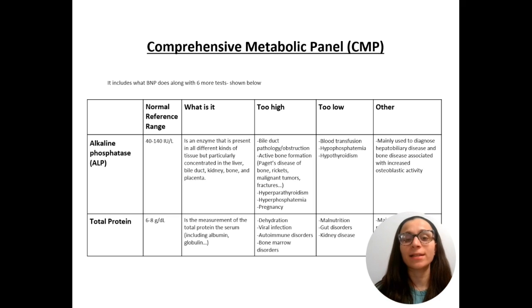CMP stands for Comprehensive Metabolic Panel. So instead of the basic panel, like the BMP, we have a comprehensive one. It includes what the BMP does, but includes 6 more tests. And so these are the 6 more tests.